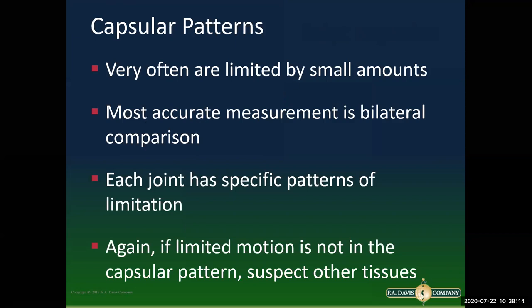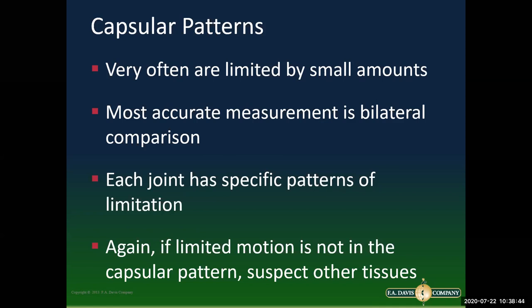So capsular patterns are often limited by only small amounts. The most accurate measurement is a bilateral comparison. So if I suspect a patient has a capsular pattern, I'm going to check range of motion on both sides, because it's very rare that a patient is going to have a capsular pattern on both sides. It's not uncommon for them to have a non-capsular pattern on both sides, where the muscles on both sides are tight. But it's pretty rare for both capsules to be tight at the same time.